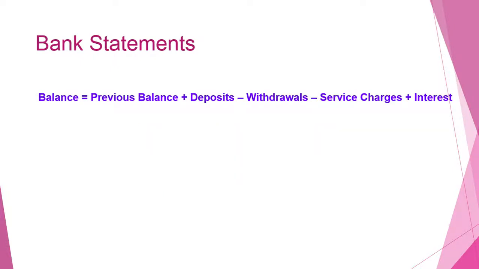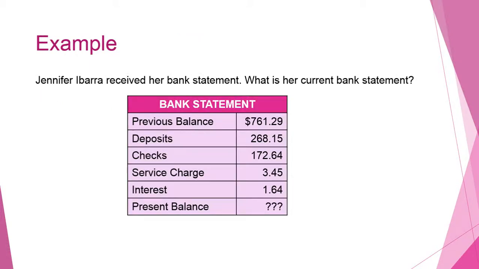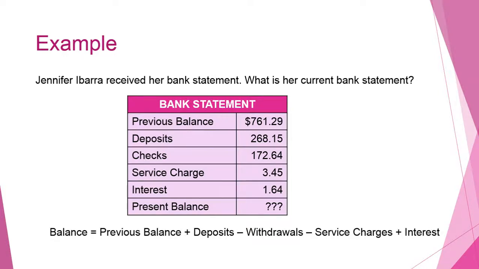Here is another formula. This one again is very similar to the other one. This one is just a little bit more detailed, with different kinds of credit and different kinds of debit. So here's an example. Jennifer Ibarra received her bank statement. What is her current bank balance? So we're going to use that formula.